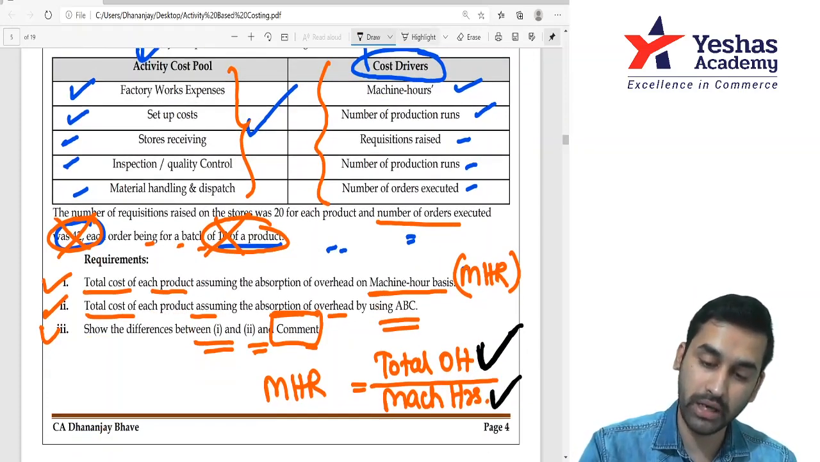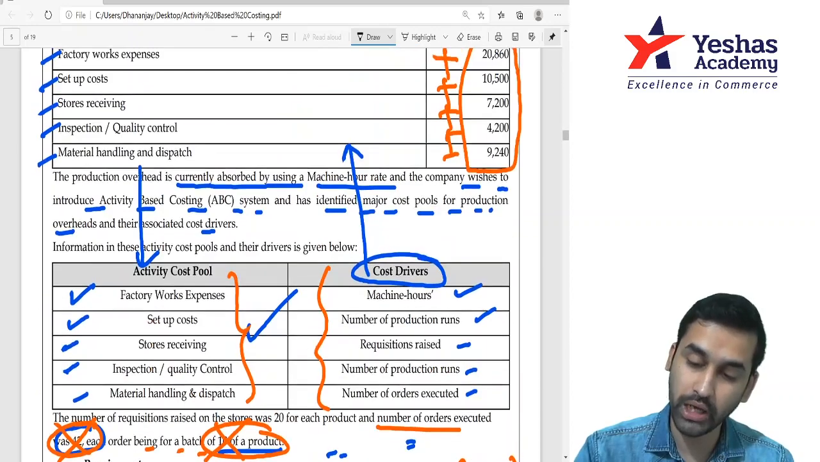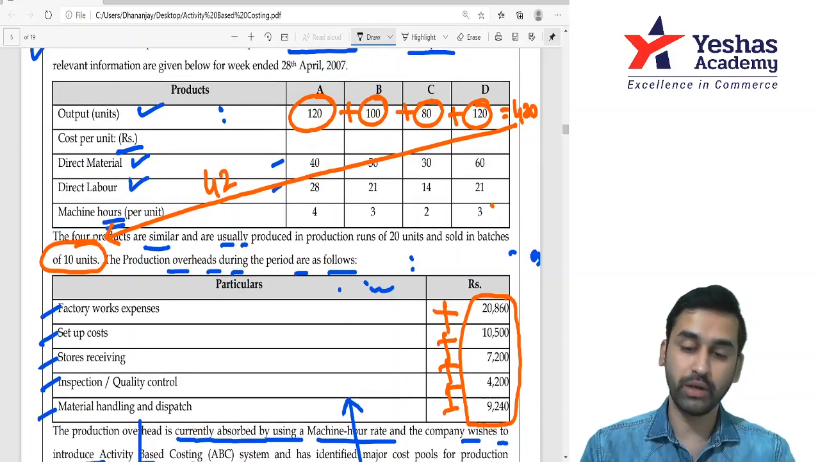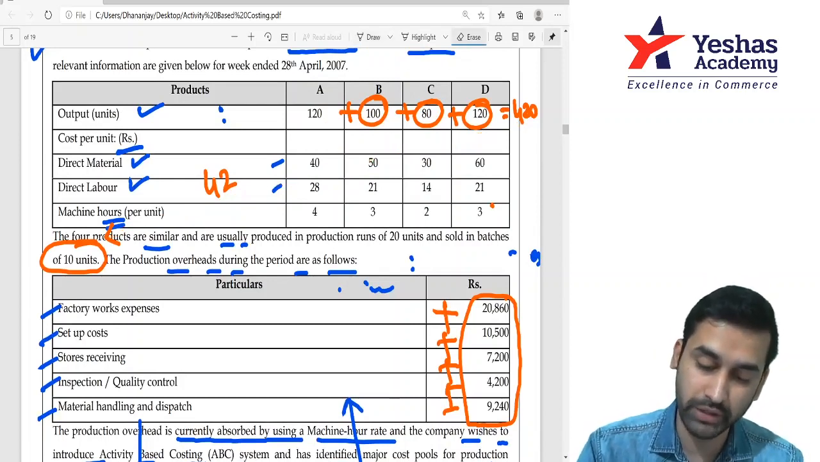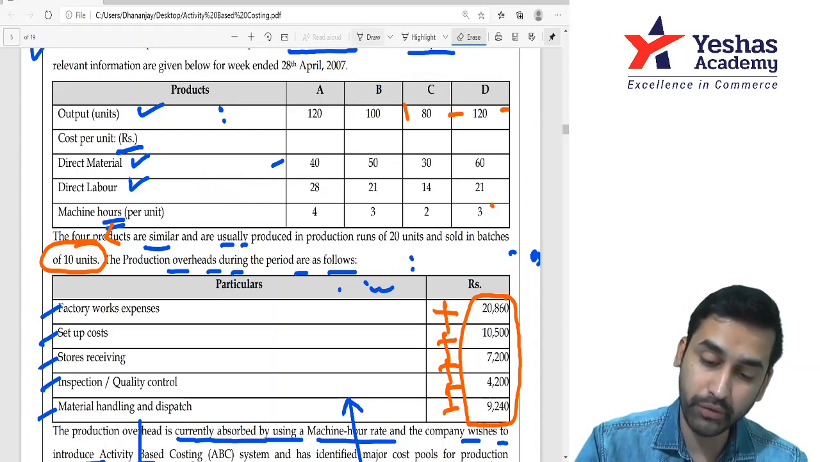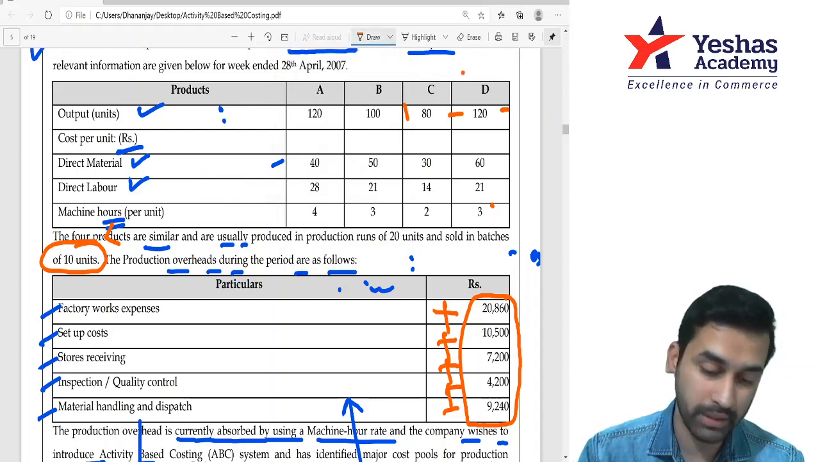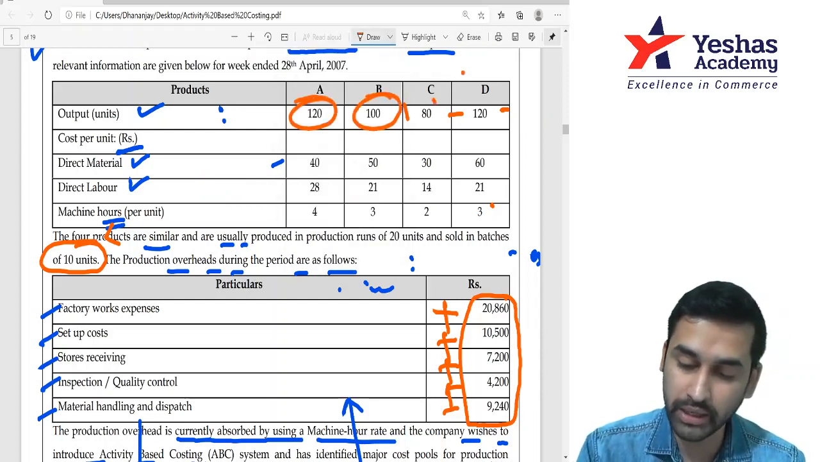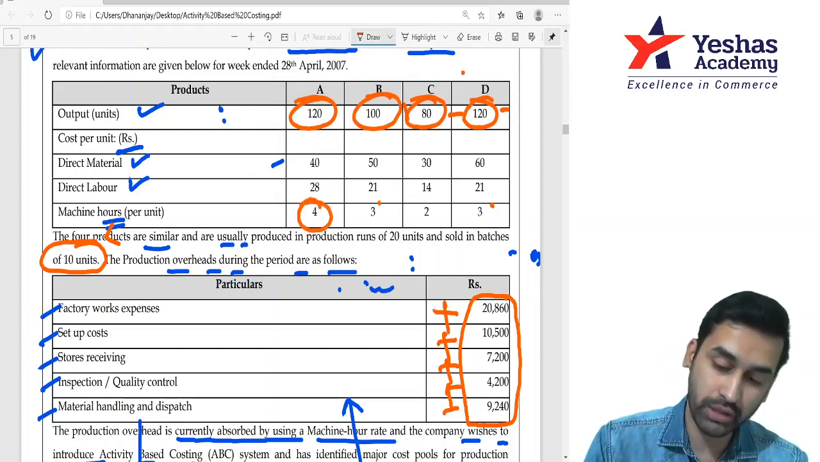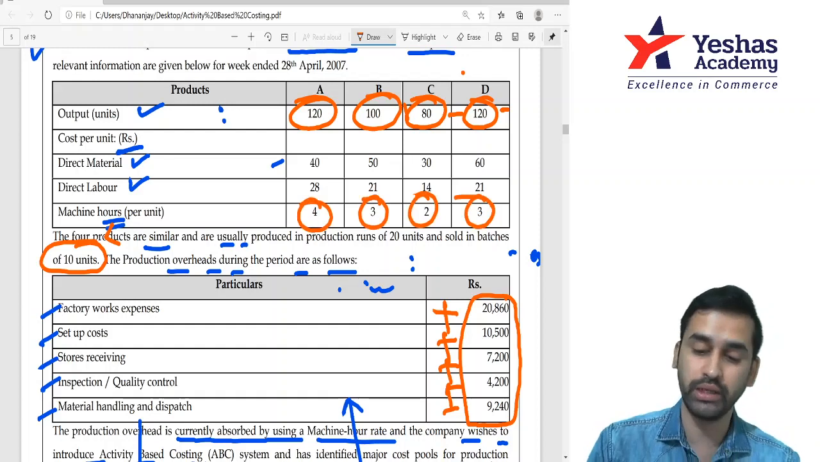How to get machine hours? Sir, if you scroll up, here you can calculate machine hours using the first table. Oh, the first table? Sir, the number of units are already given in the first table: 120, 100, 80, 120. Correct. Sir, machine hours are also given: 4, 3, 2, 3.